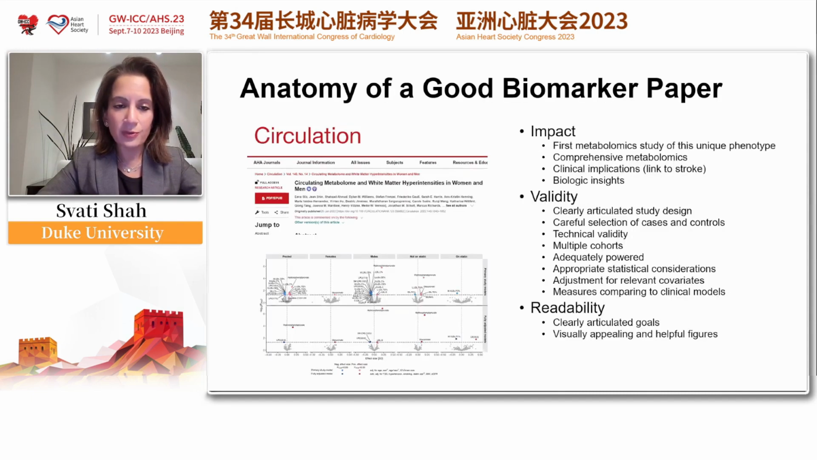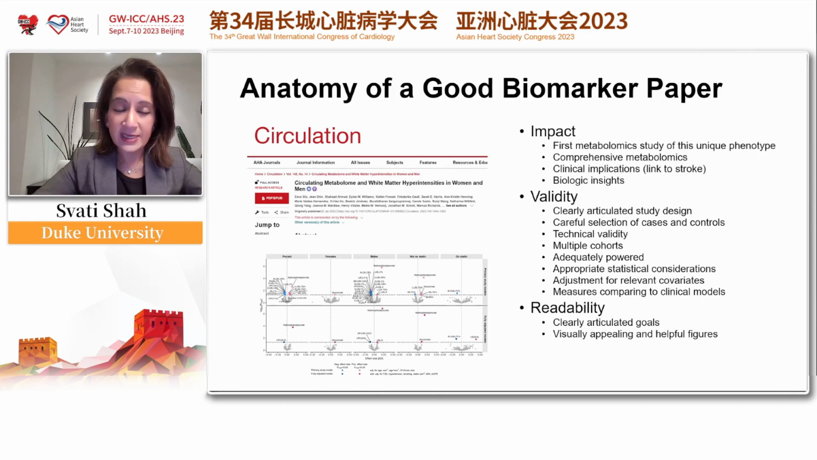And then in the biomarker realm, as an example, this was a paper that looked at metabolomics. They did metabolomic profiling in the blood and connected these metabolites to white matter hyperintensities seen on brain imaging. Why was this impactful? Well, it was the first metabolomic study of this particular phenotype. They used comprehensive and well-done metabolomics analyses. Importantly, it did have clinical implications because these white matter hyperintensities have been associated with stroke. And the metabolites they identified had biologic insights.